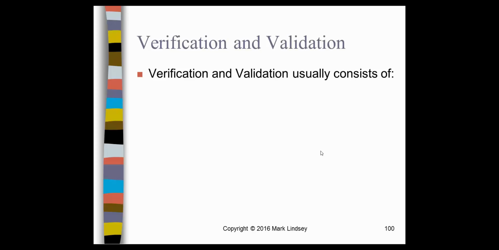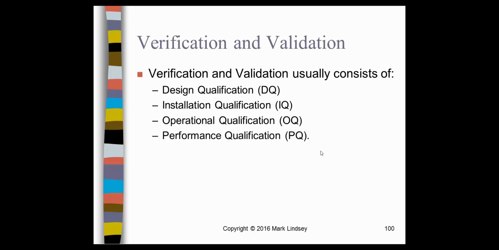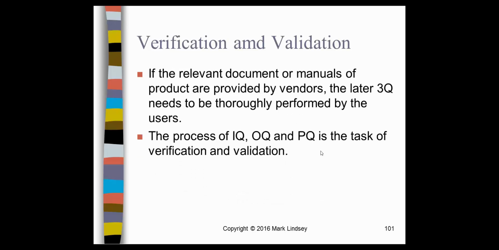So verification and validation usually consists of design qualification, the DQ, installation qualification, IQ, operational qualification, OQ, and performance qualification, that's PQ. Now, design qualification may be performed by a vendor or by the user by confirming through review and testing that the product meets the written acquisition specification. And if the relevant documents or manuals of the product are provided by vendors, then the latter three Qs need to be thoroughly performed by the users. So that's the process of the IQ, OQ, and PQ as a task of verification and validation.